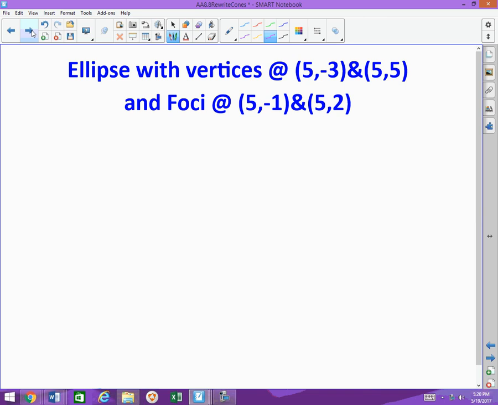Then an ellipse with vertices at (5, -3) and (5, 5). So if we're looking at this graphically, we have vertices at (5, -3) and (5, 5). And then we have foci, or focus points, at (5, -1) and (5, 2). So now we're dealing with an ellipse.